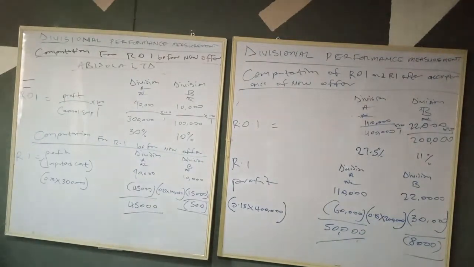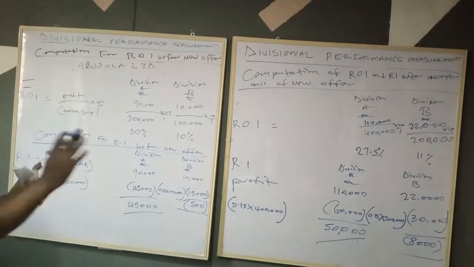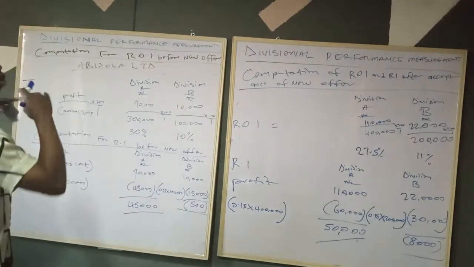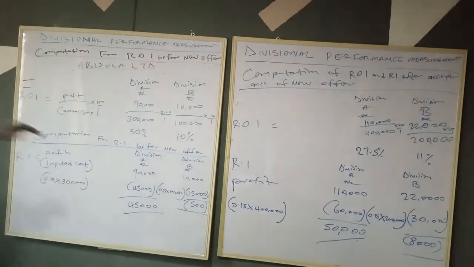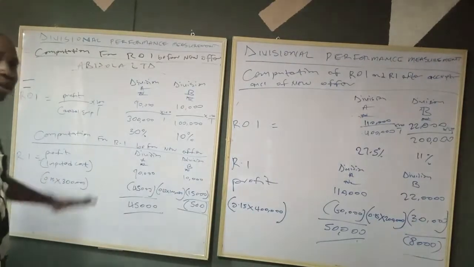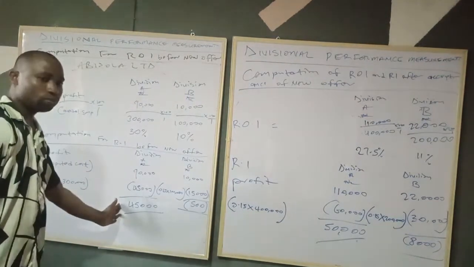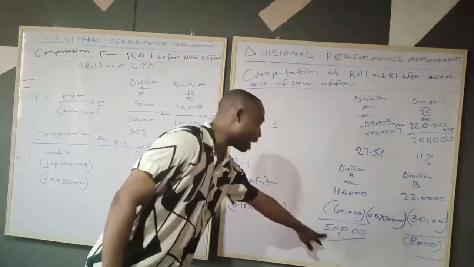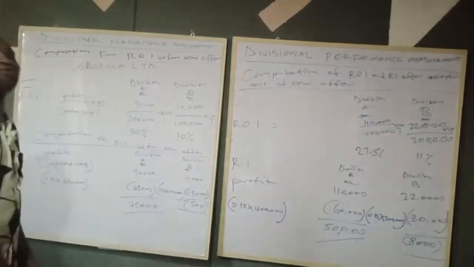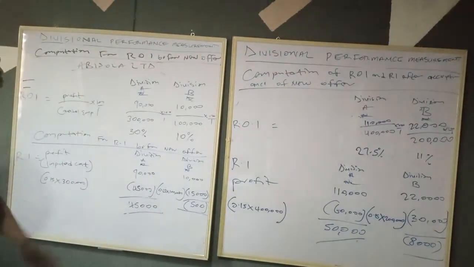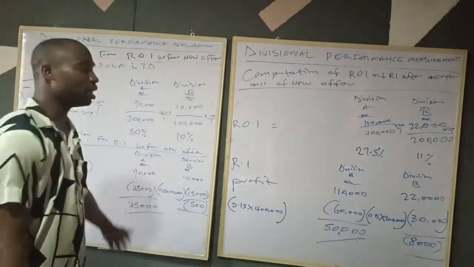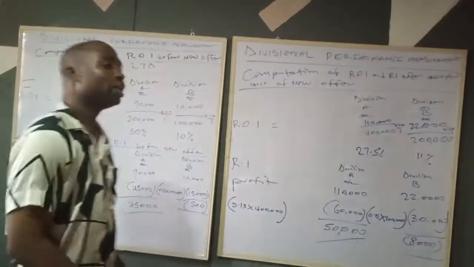Now, if they want to act in the best interest of the company as a whole, we want to answer that question also. Division A should accept the offer because it is going to increase the residual income of the company from 45,000 naira to 50,000 naira. Division A should accept the offer if they want to act in the best interest of the company as a whole. Then that is dash one.